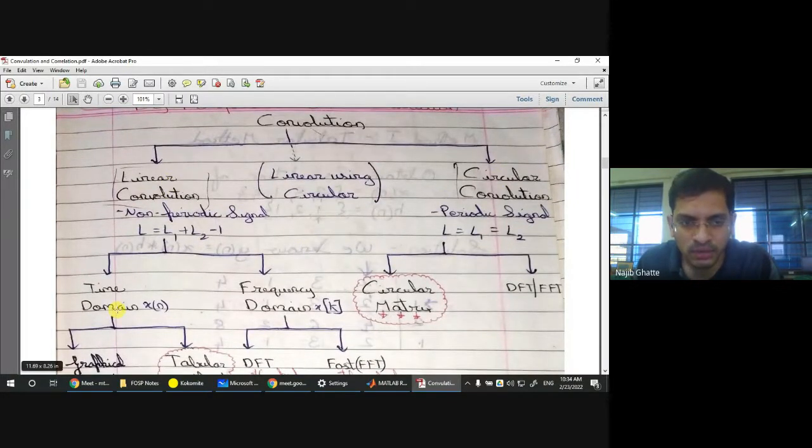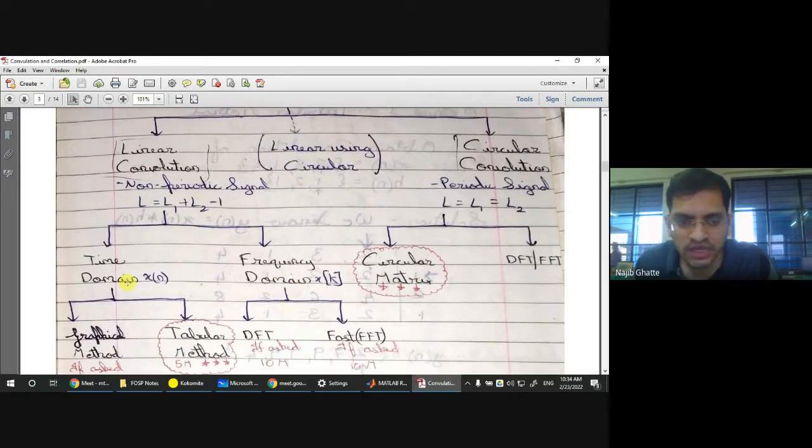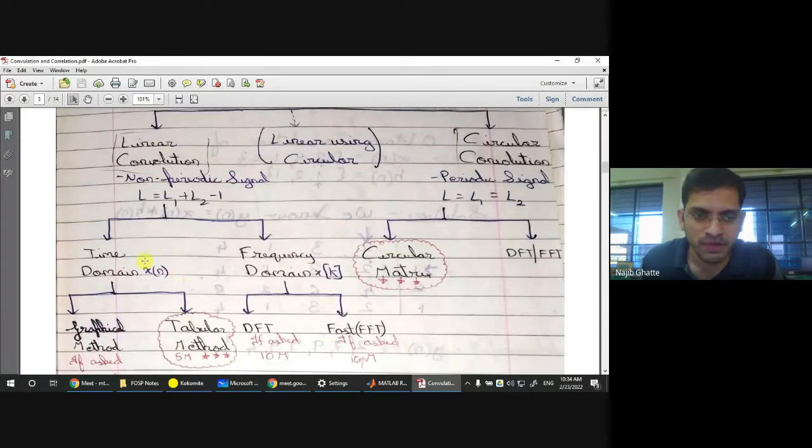Method number one, by time domain or by frequency domain. What is time domain? What is frequency domain? We will understand it in a better way when we start with Laplace transformation, probably at the end of the week or from Tuesday onwards. This week is the last week for the completion of this chapter.